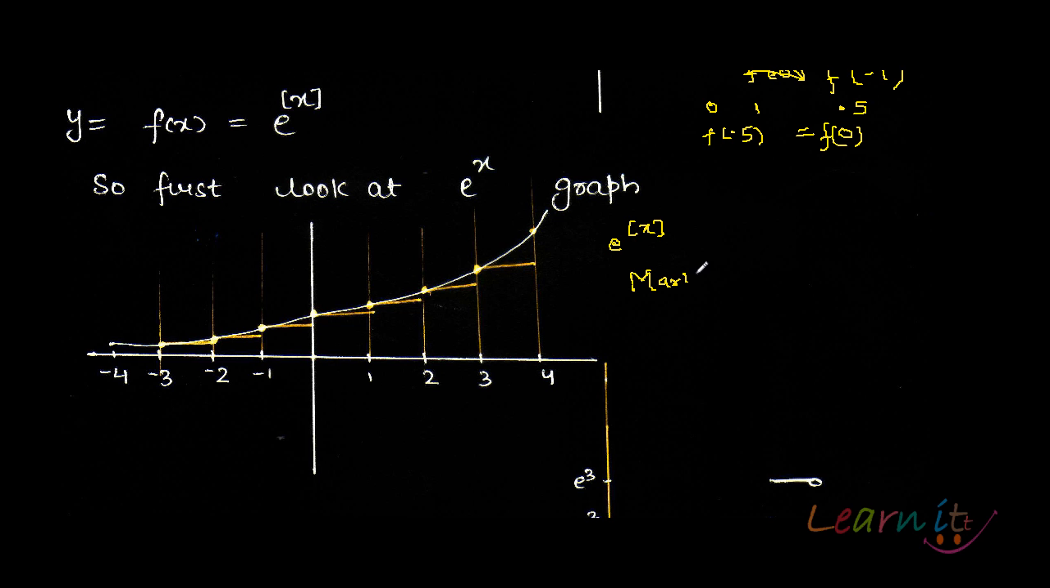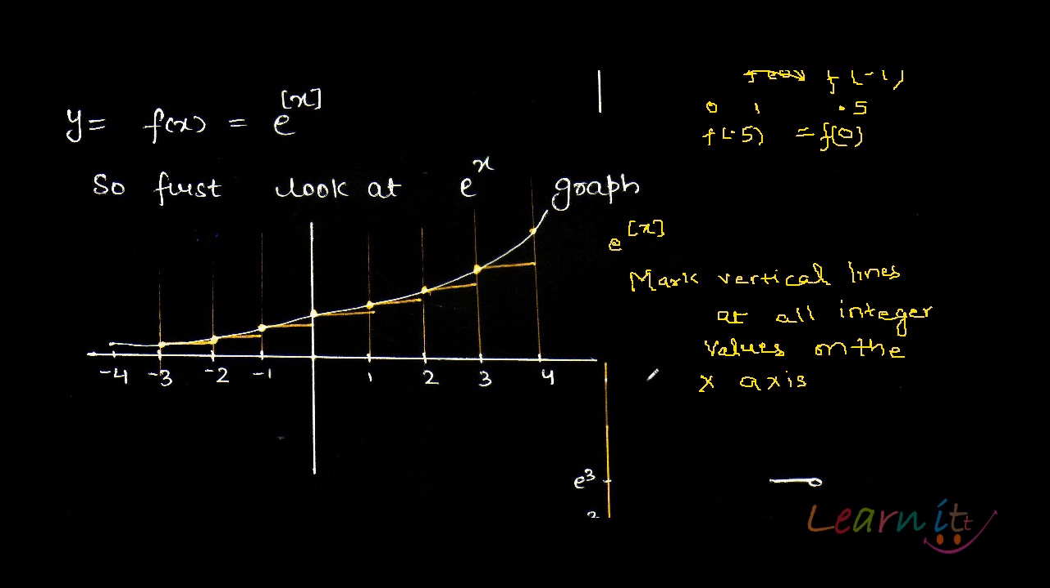first of all, just mark your vertical lines at all integer values on the x-axis, because that's what we are concerned about, right? We are concerned about the integer value, because one integer value will rule the functional value of all the rationals and irrationals between the integer values. That's what the greatest integer function is.